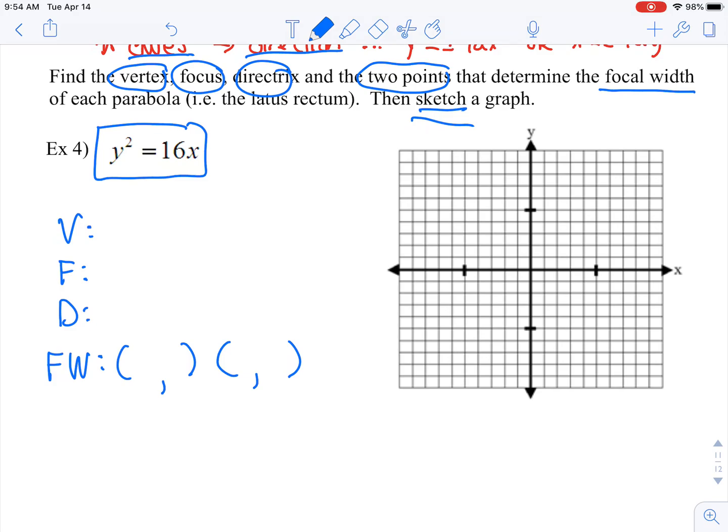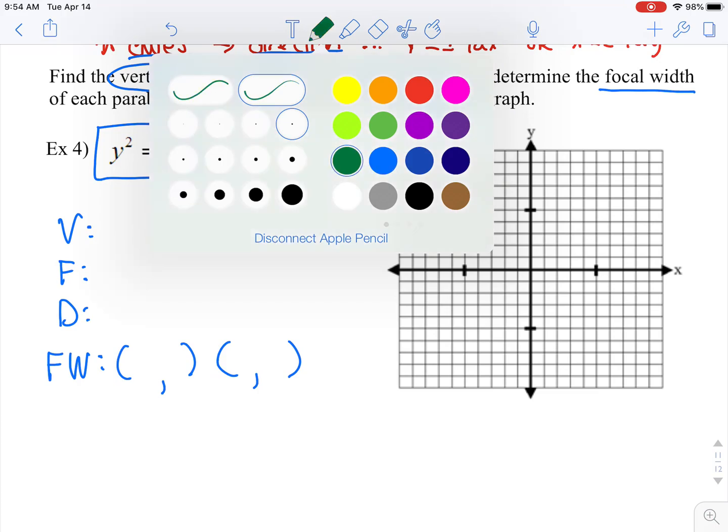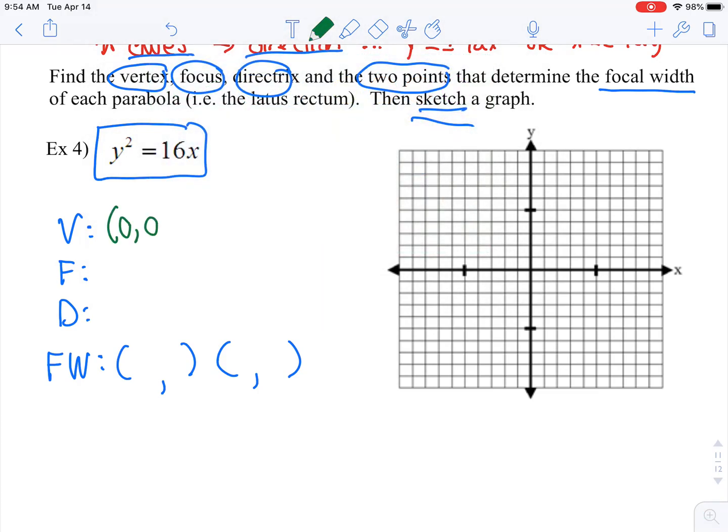Now, I did tell you that in all the problems we're doing today, our vertex is going to be at 0, 0. That's going to change tomorrow, and you're going to see it in the equations. But for today, these have a vertex at 0, 0. So we can plot that. Now, how are we going to figure out where the focus and the directrix are? In order to figure out the focus and the directrix, we're going to need to know the A value. So if you look back at the equation, remember that 16 is representing our 4A, which means our A value has to be 4.